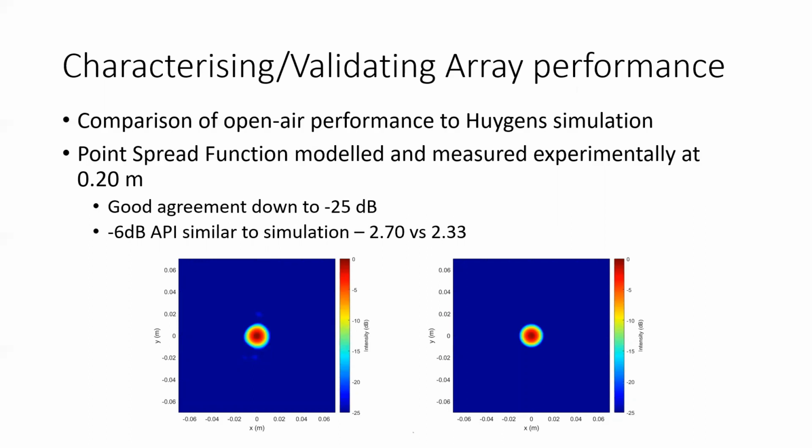They were also compared in terms of API, Array Performance Index, and this is basically the area of the -6 dB footprint. They're quite similar values here, 2.70 for the experimental and 2.33 for the simulation.